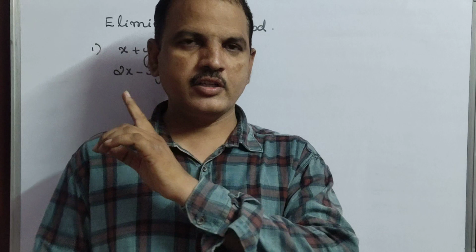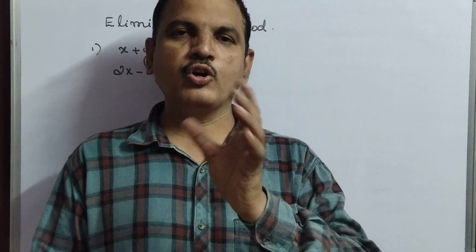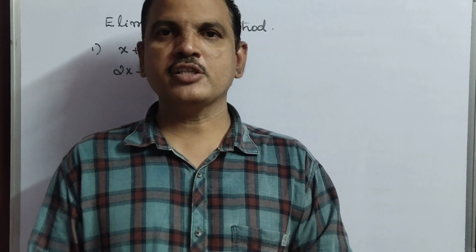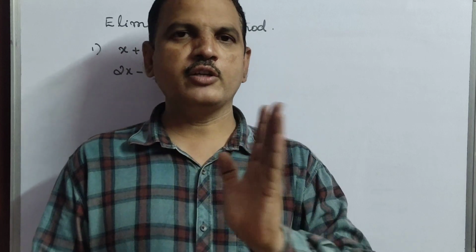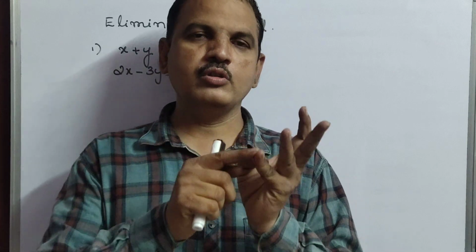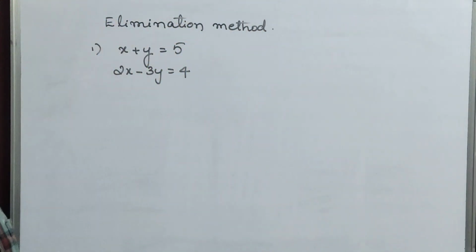Okay children, after learning the substitution method and elimination method, we will go for the what? Pair of linear equations in two variables, standard form. That means a1x plus b1y plus c1 equals 0, a2x plus b2y plus c2 equals 0. That is completely different. So first you should know how to do the substitution method and elimination method. Today I am going to teach you the elimination method.